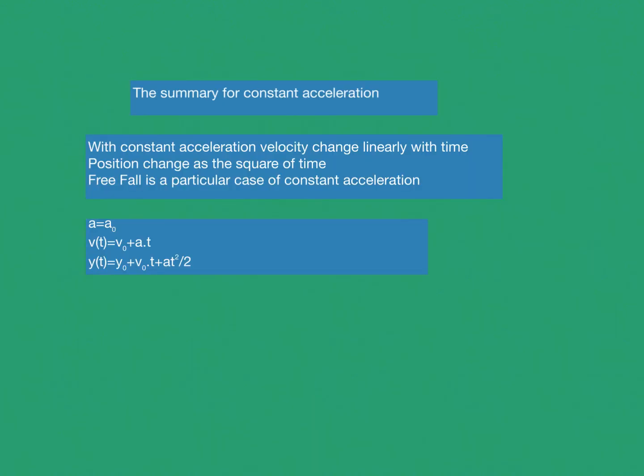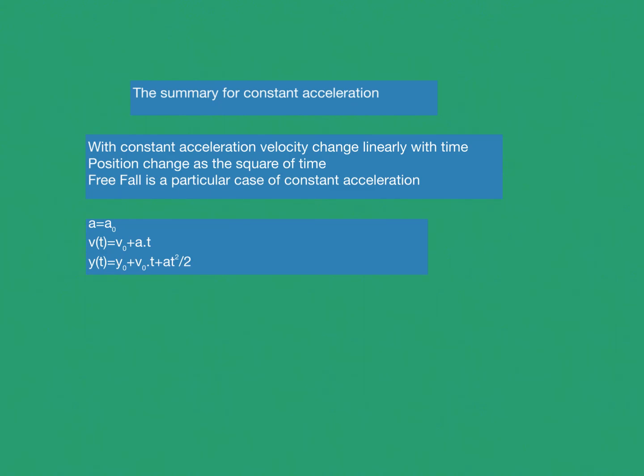So good luck. Now, the summary for constant acceleration. When an object is subject to a constant acceleration, the change in velocity is constant in every second. This means that the velocity changes linearly with time, and position changes like the square of the time, like t squared. And free fall is a particular case of constant acceleration.